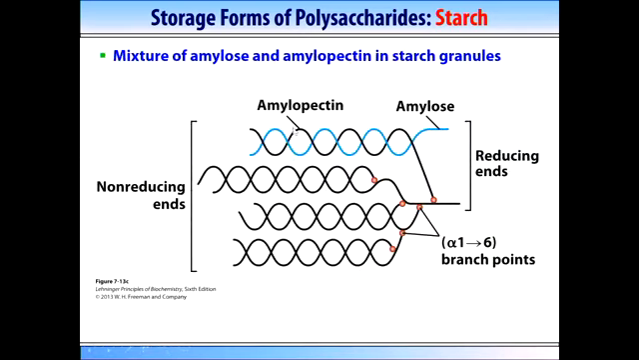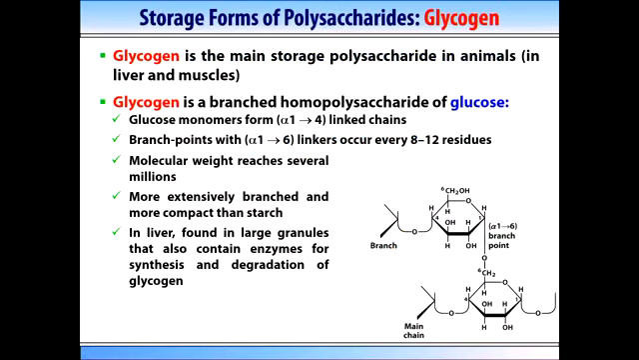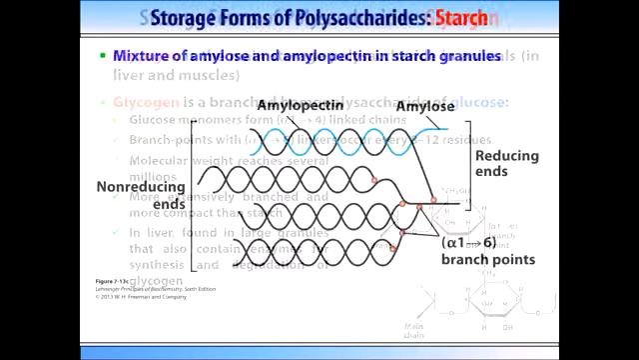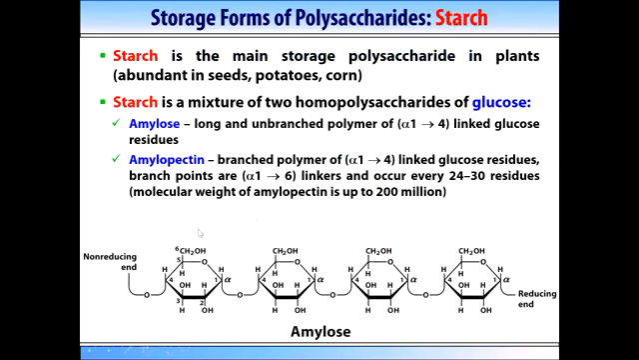I think this scheme would actually explain what the branching is. We have amylose fibers and we have amylopectin, and amylopectin is the one which can branch. An animal version of the plant starch is called glycogen. Glycogen is usually stored in muscles and liver. Glycogen is a branched homopolysaccharide of glucose. Basically, glycogen is almost the same as starch. Actually, it would be more correct to compare it with amylopectin: glycogen is like an animal version of amylopectin, whose branching occurs more frequently.